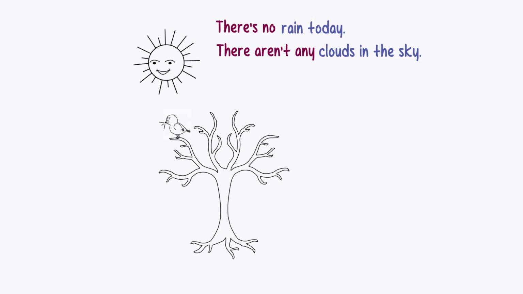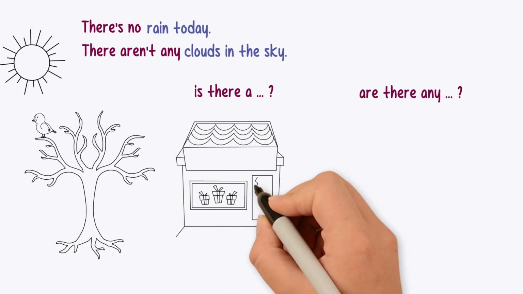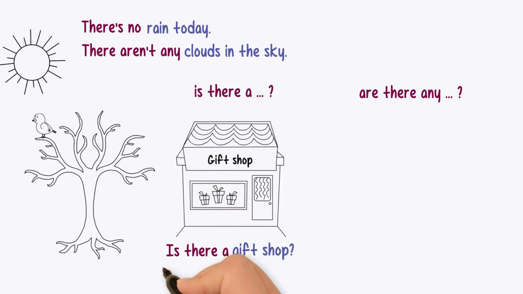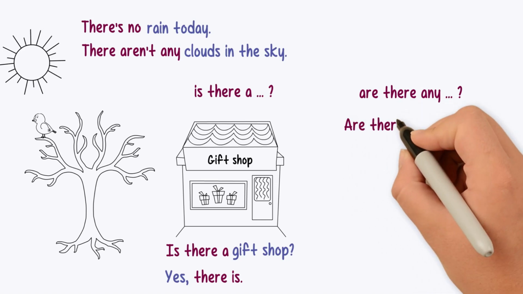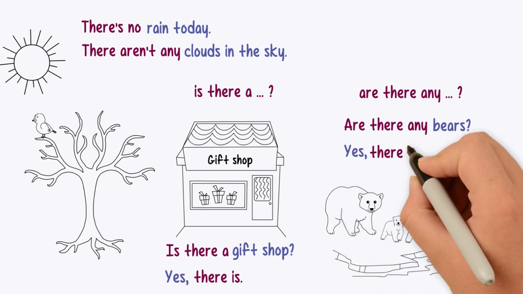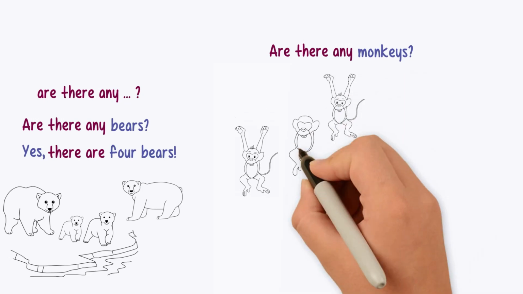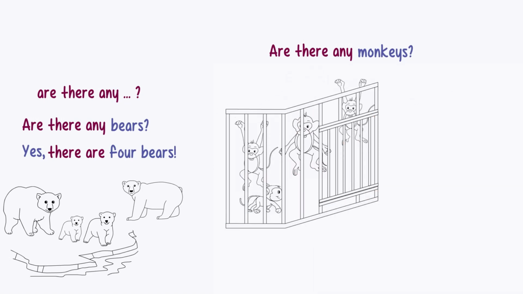To make yes-no questions, we use is there a and are there any? Is there a gift shop? Yes, there is. Are there any bears? Yes, there are 4 bears. Are there any monkeys? Yes. Oh.